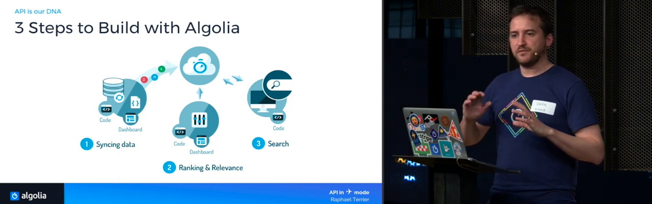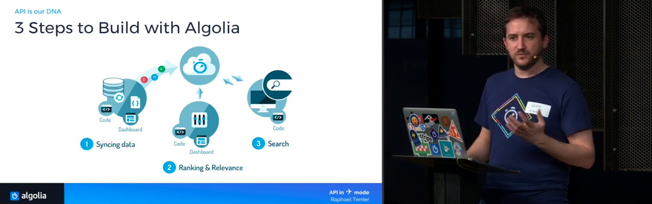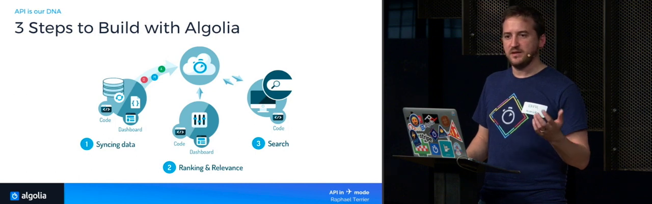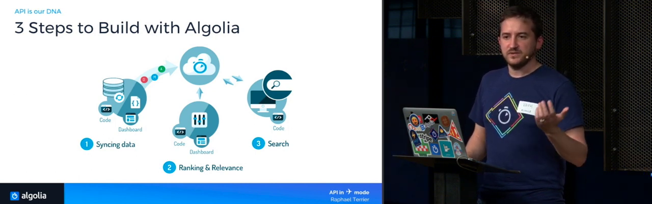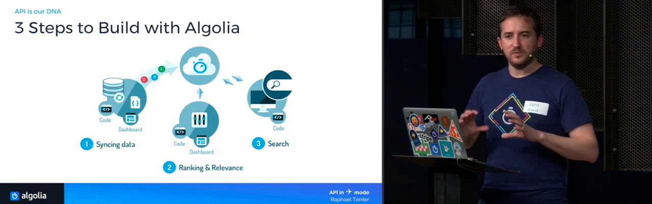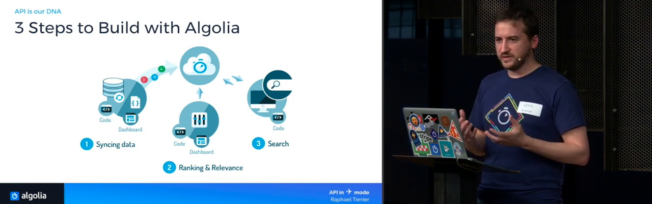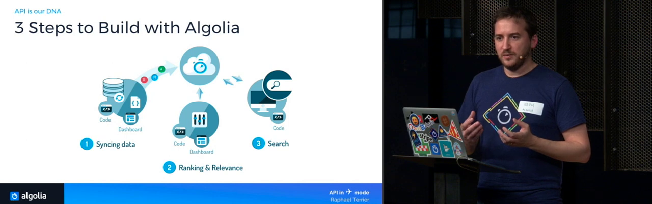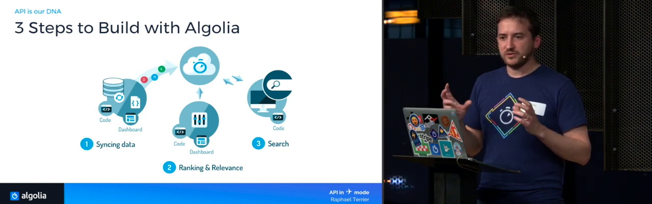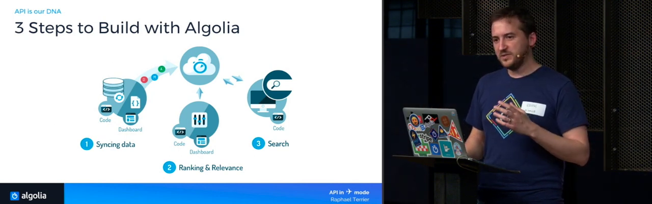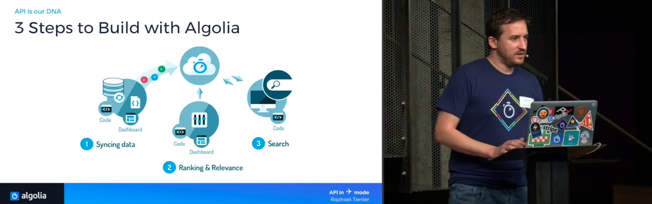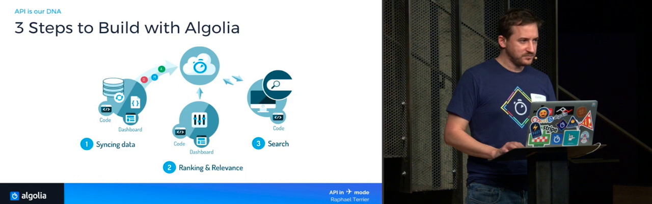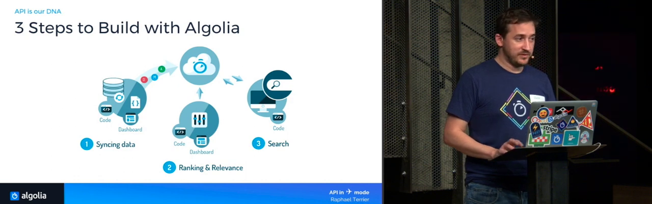So, a few steps to build an implementation with Algolia. It's pretty easy. First, you sync your data on the back-end from your database. Second, you configure what relevance means to your business, for instance, which attributes of a specific record or which business metrics you want to take into account. And then the search on the front end to display the results and to get the queries.